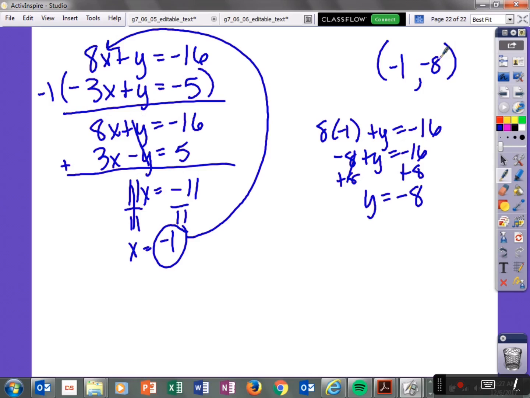Now, they're not all going to be as easy as multiplying by negative 1, obviously. And we're going to get to some of those.